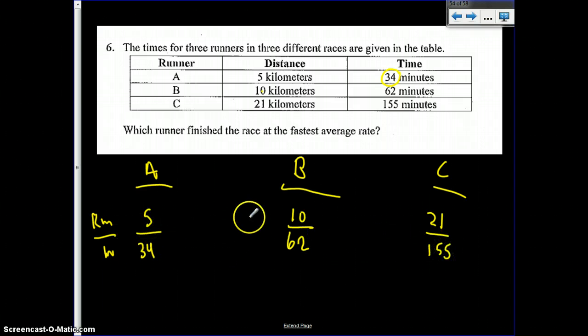How do we find the unit rate? Divide. We're just going to divide 5 by 34, 10 by 62, so on. So go ahead and do the division. Make sure you put in the 5 first. It'll be a long decimal. You'll have to round. Round to the nearest hundredth.